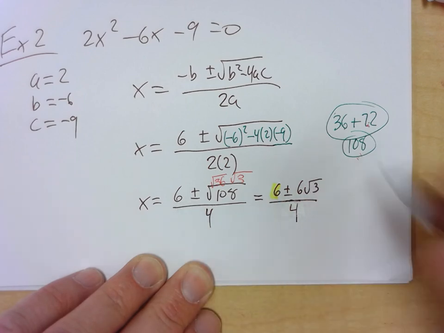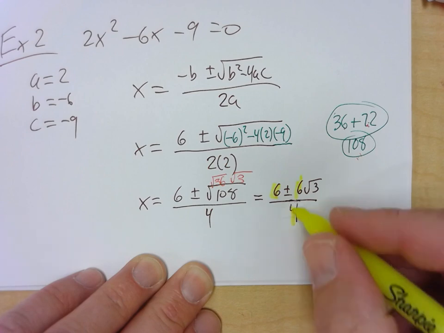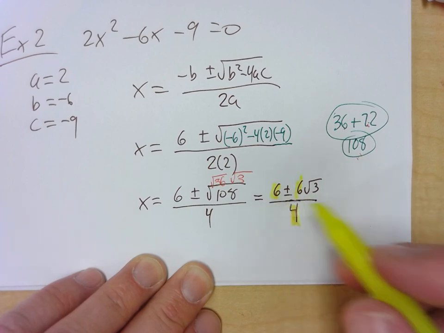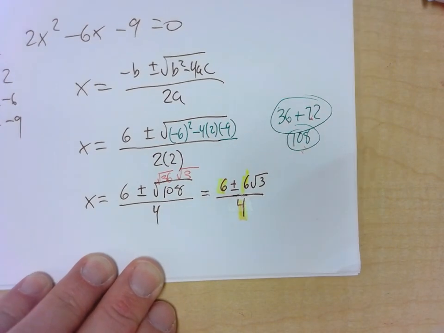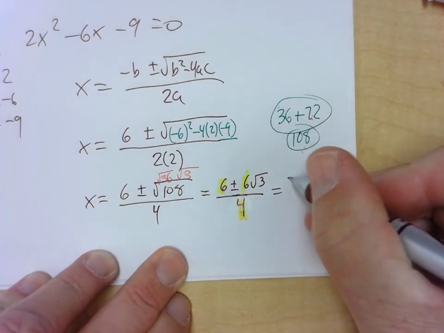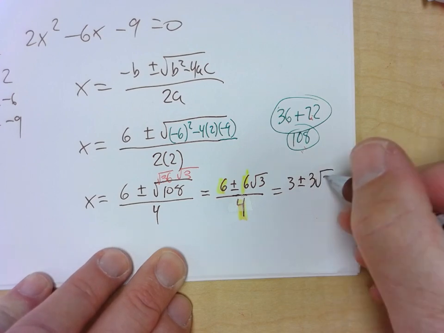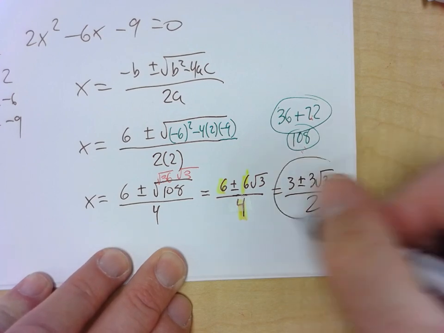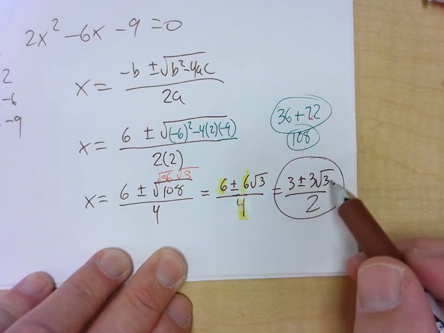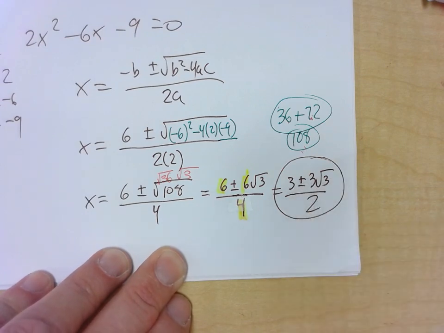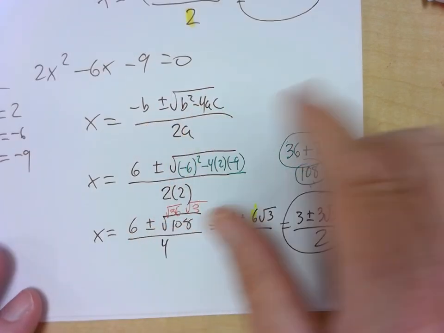Okay, now these are all even numbers, so they all have a 2 in common, and that's the most they have in common. So I can divide everything that I highlight in yellow by 2. And I get 3 plus or minus 3 radical 3 over 2. And that's the answer. So it's this thing plus this and this thing minus this, all, and then you cut it in half.